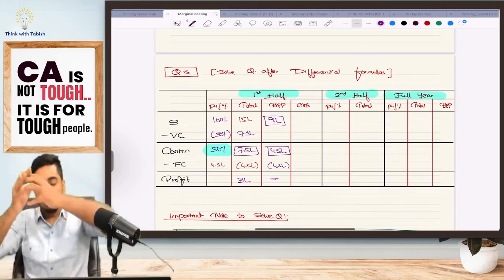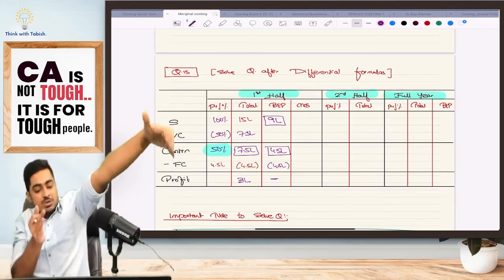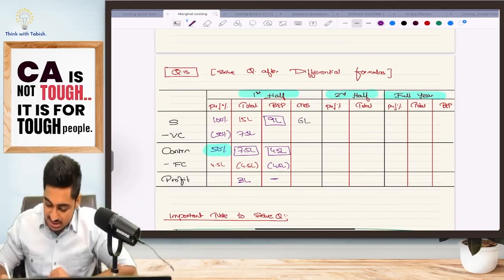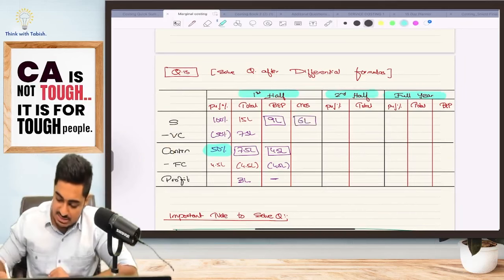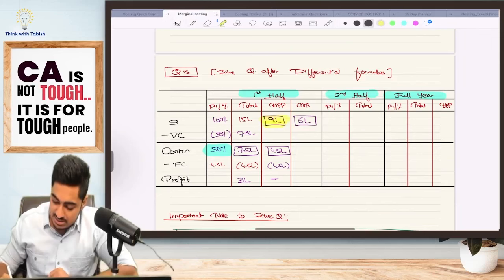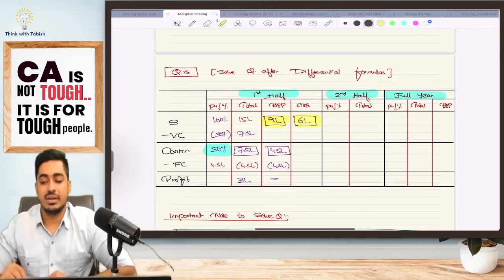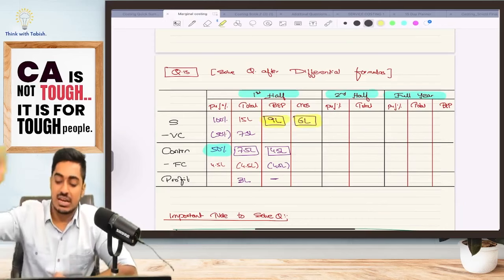What is MOS? Total 15 lakh sale we did. In that, the break even point was 9 lakh. That means how much is the margin of safety? 6 lakh. Did I get the answers? Yes sir, we got the answers, sir. Great. Okay, sir. Now comes the second half.